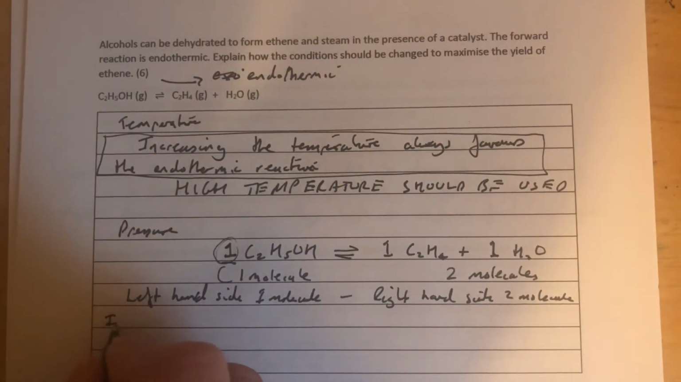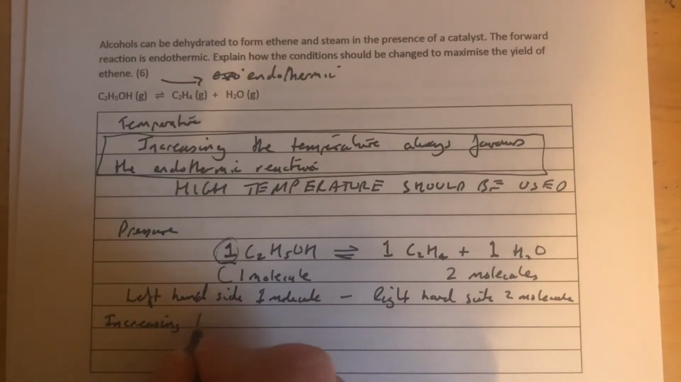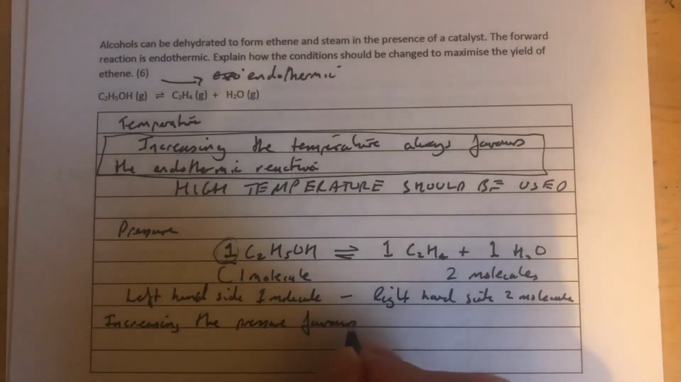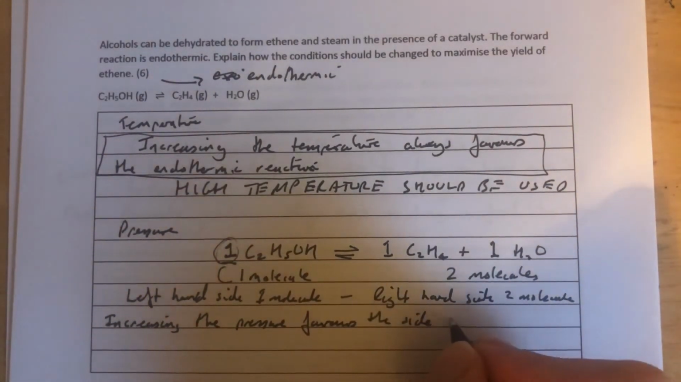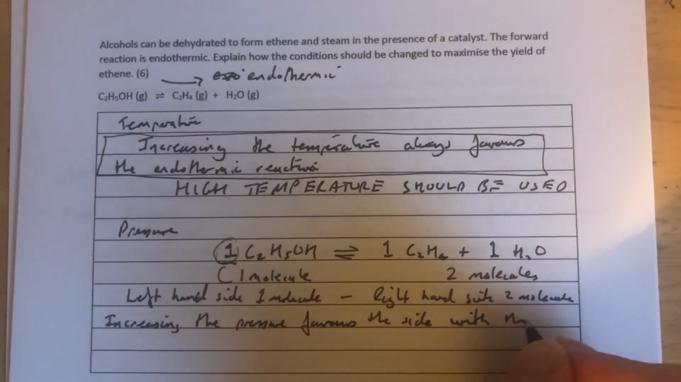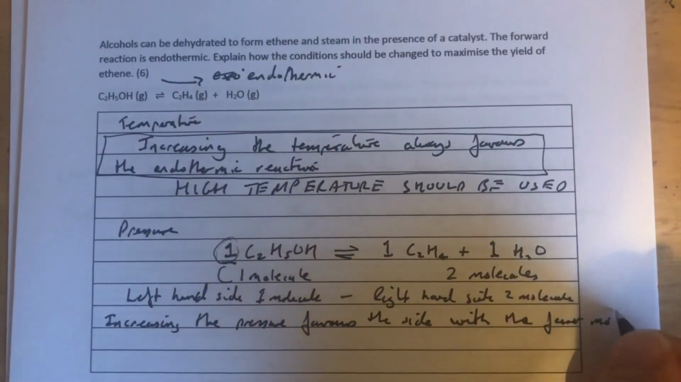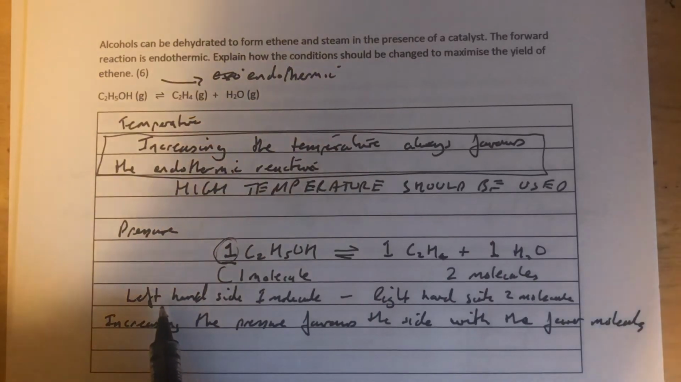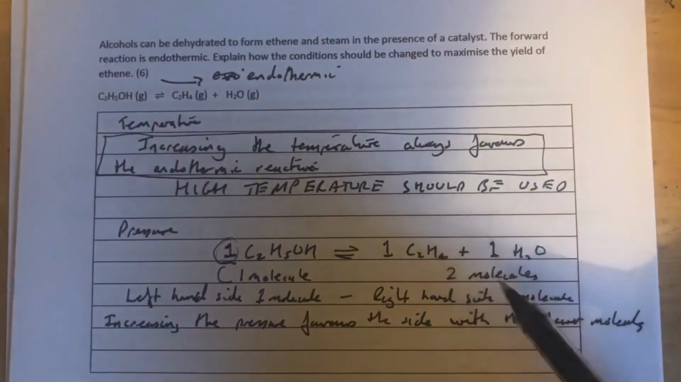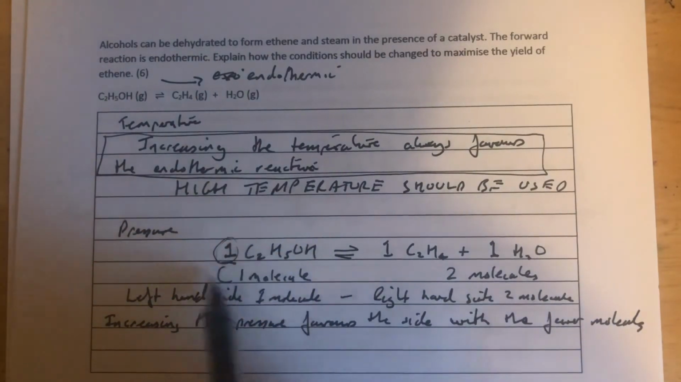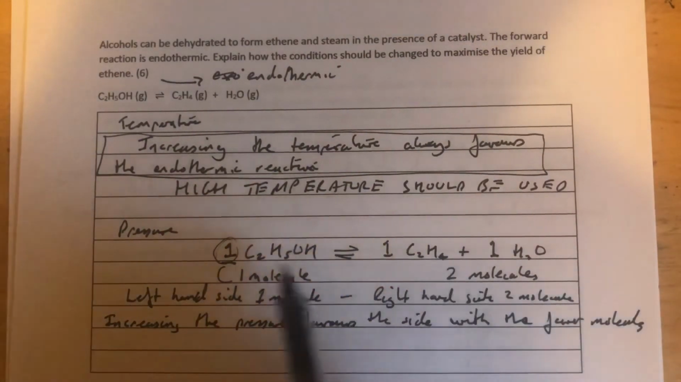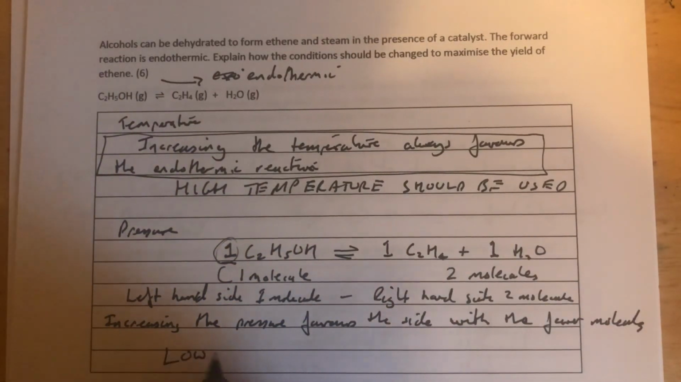increasing the pressure favours the side with the fewer molecules. So which side's got the fewer molecules? Answer: left-hand side. So in other words, if we do this at a high pressure, we're going to push the reaction this way, towards the left, towards the reactants. That's not what we want. We want to favour the side with the products. So if increasing the pressure pushes it to the left, reducing the pressure would push it to the right. So low pressure should be used.